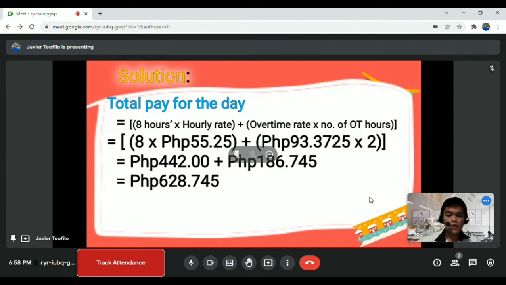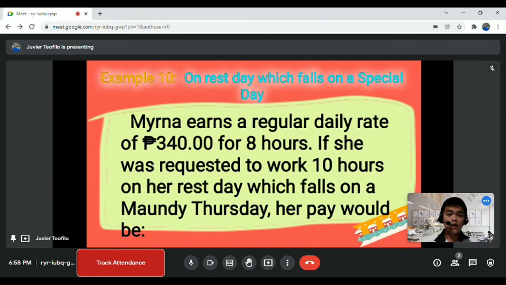Now, we are going to compute the overtime pay in terms of rest day which falls on special day. So, let me read the example. Myrna earns a regular daily rate of 340 pesos for 8 hours. If she was requested to work 10 hours on her rest day, which falls on Thursday, her pay would be.